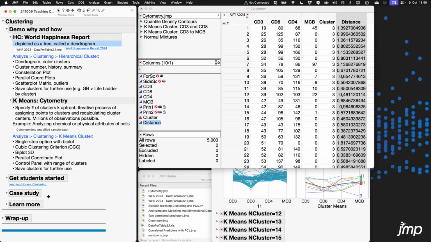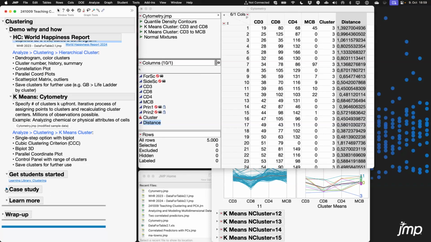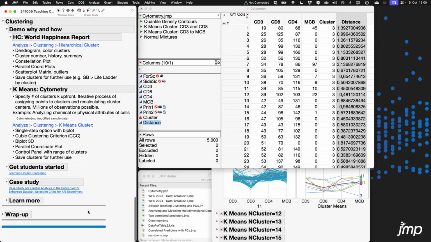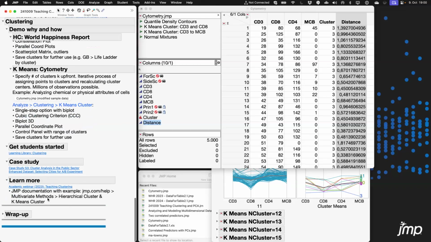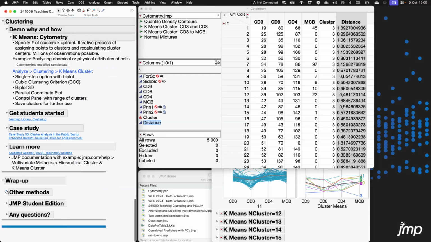You can explore the resources we provide for teaching clustering. There's a one-page guide in the learning library. The case study I already showed you. We also have an enhanced data set. Another webinar from last year, even providing more information and also some teaching tips for teaching clustering, an academic webinar, and of course, the documentation.